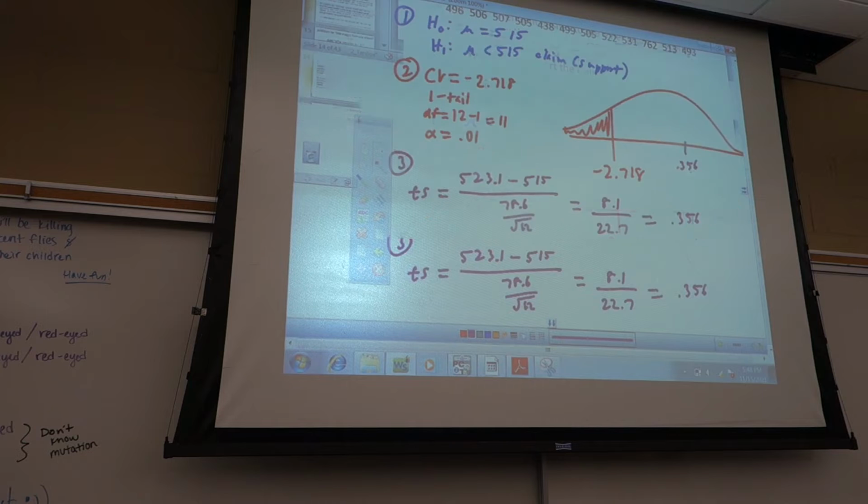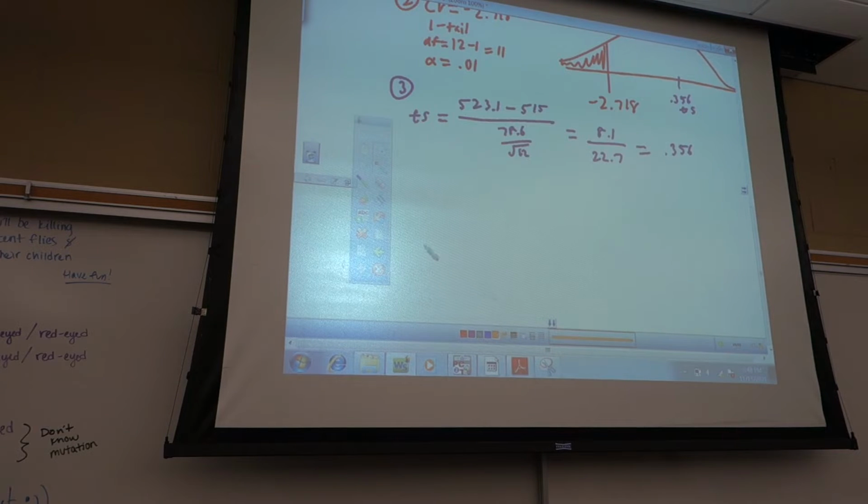So that's that. Oh, and I should label that test stat. So I mean, since this is what the shading is, I'm kind of in good shape. But still, it's good to label it. Never hurts to label it. And so that's good news.